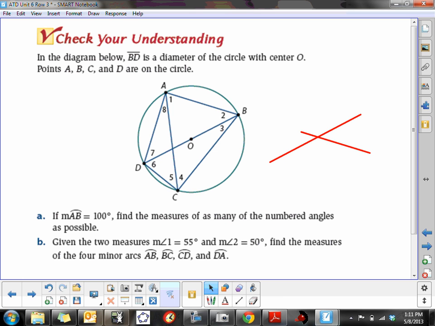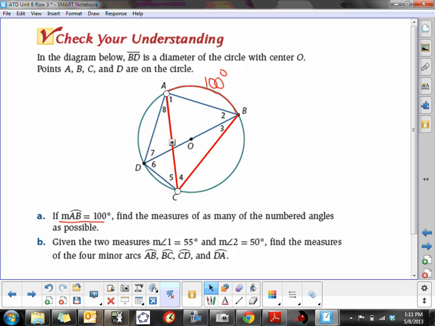What they tell us, first of all, is that the measure of arc AB is 100 degrees. So I'm going to identify that in red. Arc AB has 100 degrees of angular measure. We need to find the measurement of as many possible angles as we can. The first ones that come to mind, I'm going to highlight them with these lines here, is I'm going to look for some inscribed angles that cut off that same arc from A to B.